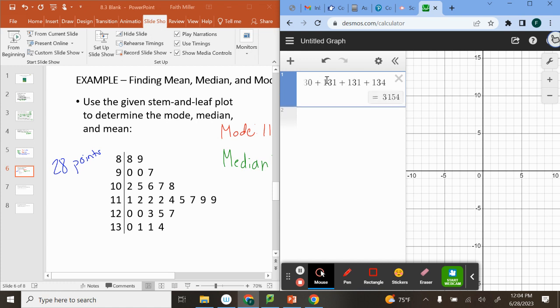All right, there we go. So we've put in our data points. We get a sum of 3154. There were 28 points, so we're going to divide by 28, and we get that the mean should be about 112.64.